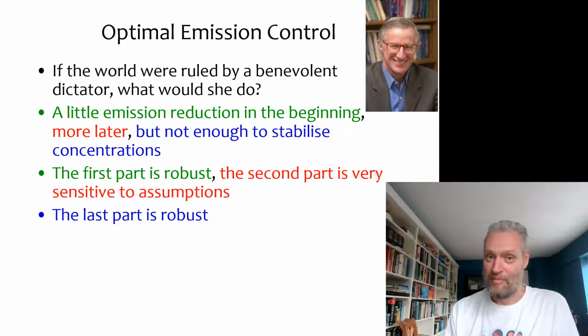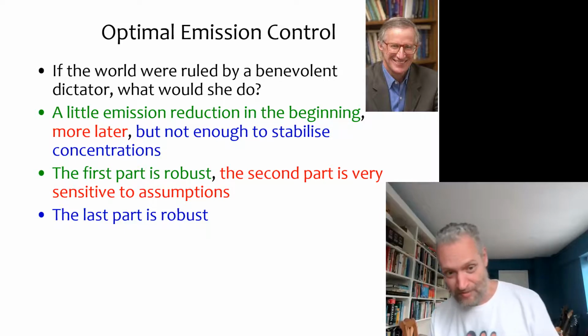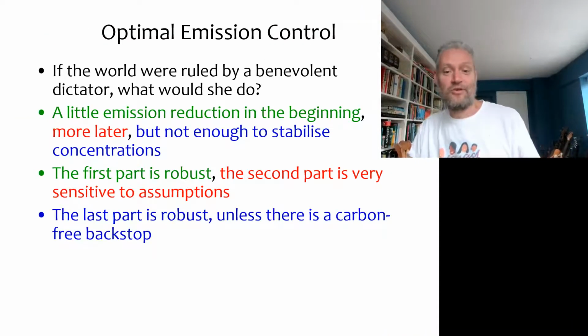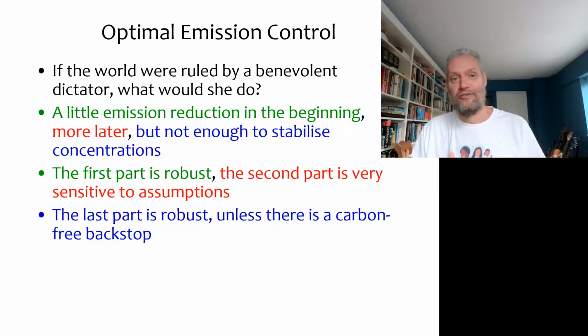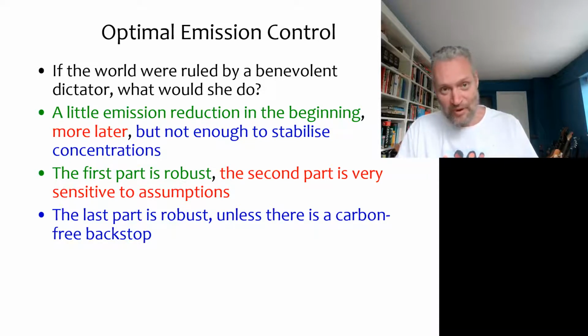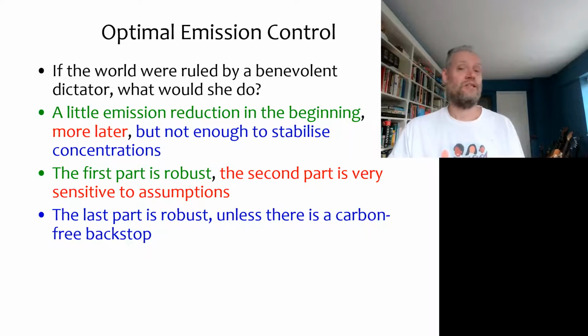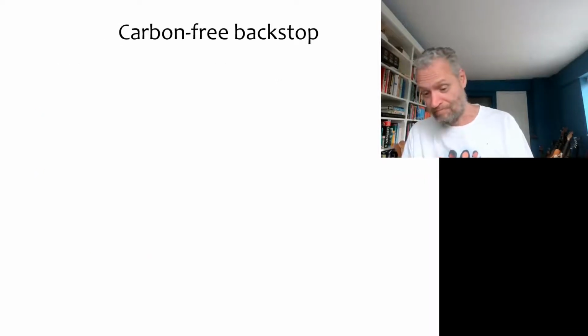So, as I said, there have been many challenges to Nordhaus's 1991 paper, but nobody has been able to overturn this conclusion. And there's one exception to this, and that is if you introduce a carbon-free backstop. If you have a carbon-free backstop in your model, then you would stabilize CO2 concentrations in the atmosphere. So what is a carbon-free backstop?